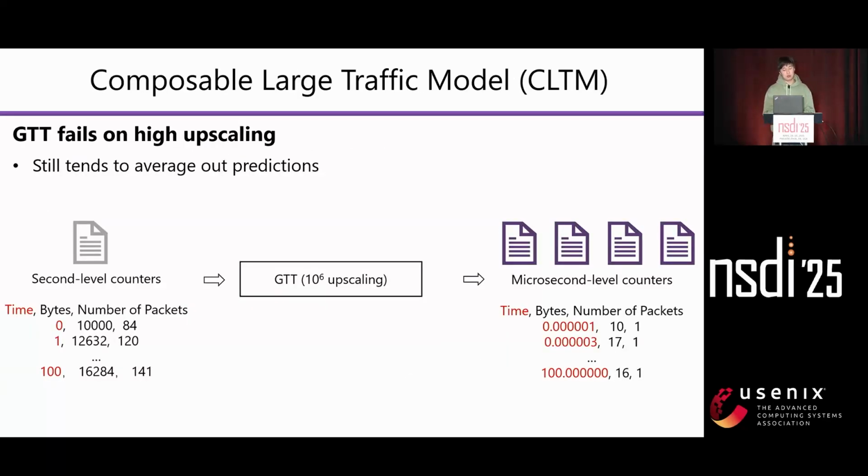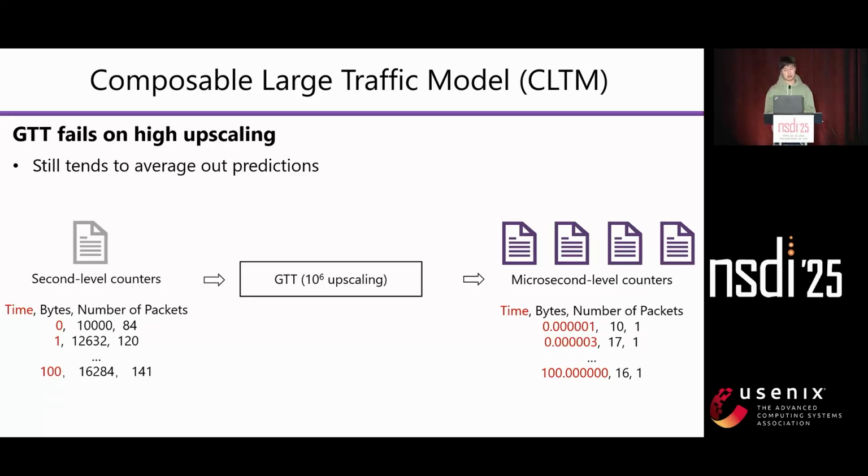However, we found that GTT is not sufficient as the final model for TSR, because when the super resolution ratio becomes too large, for example, upscaling from per second to per microsecond, there is a 1 million times upscaling, and GTT also fails.